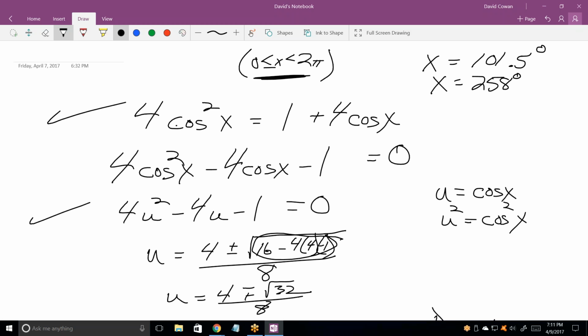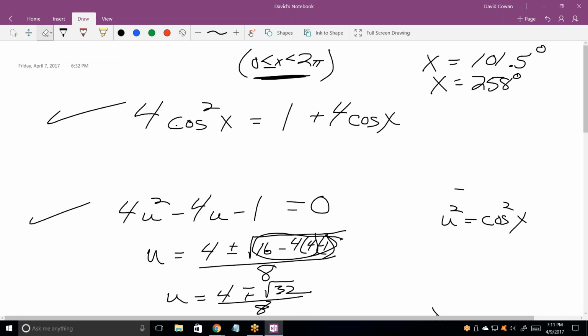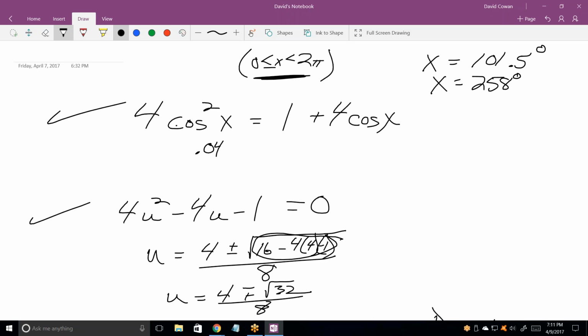Let's do 258. What's the cosine of 258 degrees? Make sure you're in degrees. Negative 0.2. Square that. 0.04. So now we have 4 times 0.04. Is that equal to 1 plus 4 times the cosine?